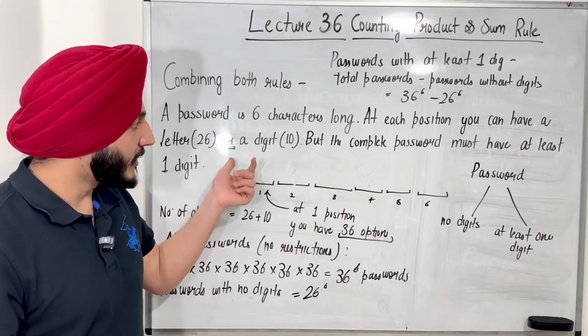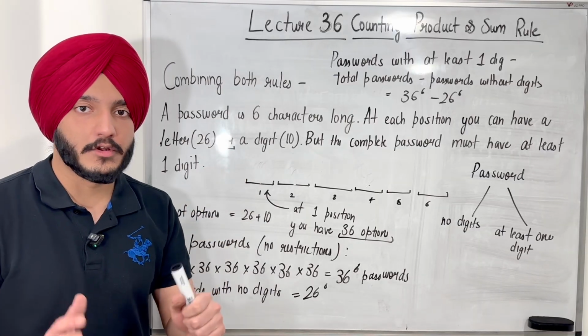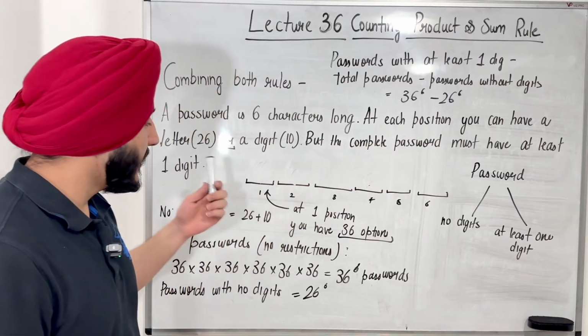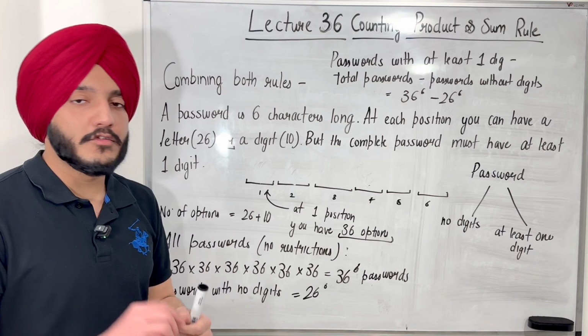I can either use a letter or a digit, so I have 36 options in total. Second, the question said the complete password must have at least one digit, right? So it needs to have one digit.